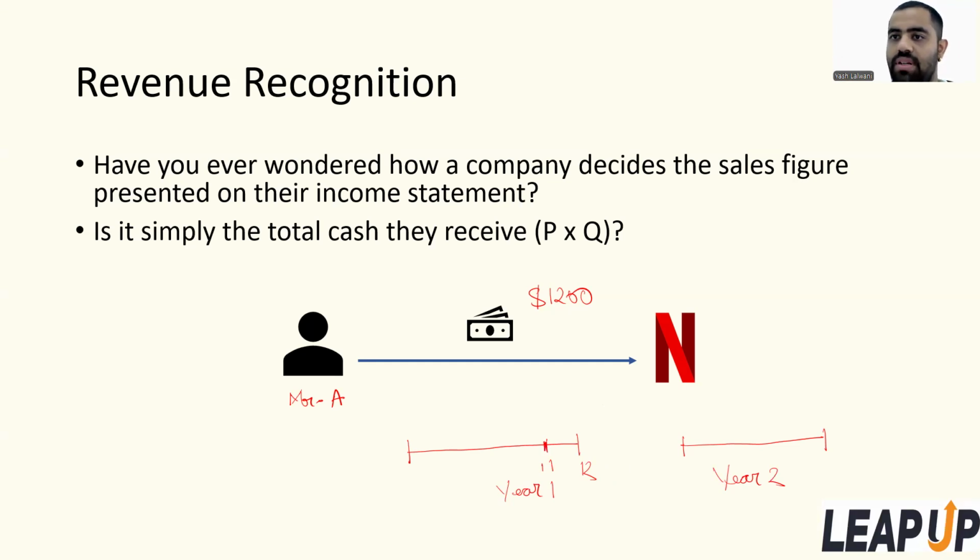What do you think would be the revenue amount recorded in Netflix's income statement? It would be only for that 1 month. The reason being, Mr. A is able to access the content of Netflix for only 1 month, and in the same vein, Netflix is only providing content services to Mr. A for 1 month during the year for which it is filing its income statement. So for year one, only $100, which is nothing but 1 by 12 into 1200, is going to be represented as revenue for the very first year.